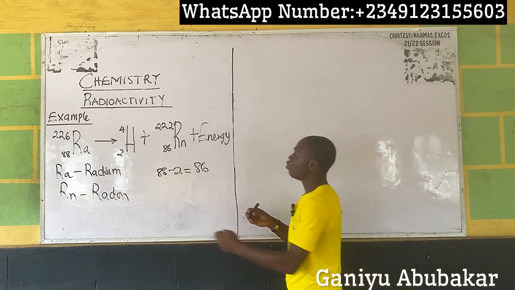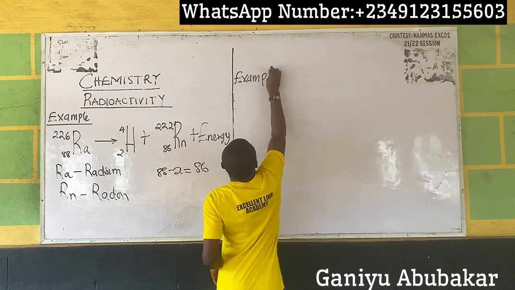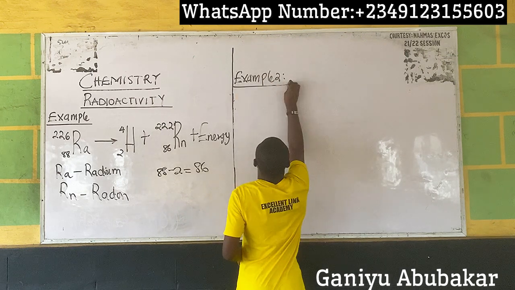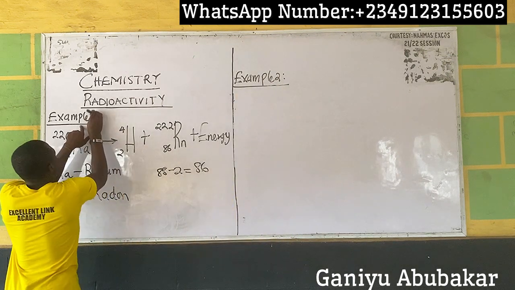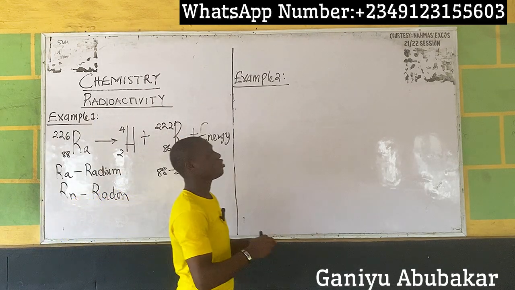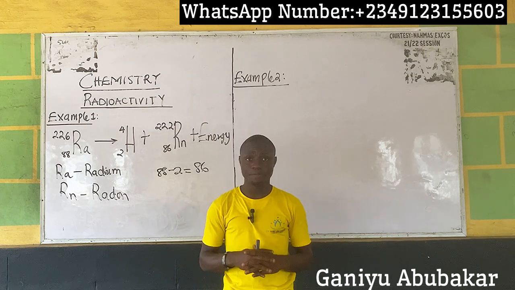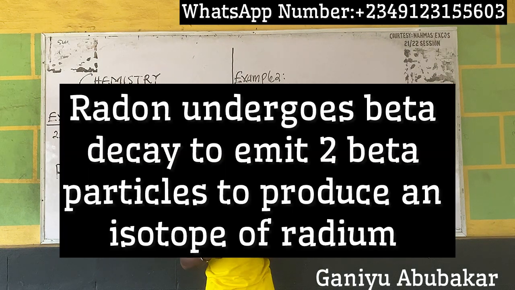Let's take one example under beta decay. Example 2: let's focus on beta decay, and then in number 3, look at the two combined. Example 2 under beta decay: radon undergoes beta decay to emit 2 beta particles to produce an isotope of radium. Let's solve this problem, please.